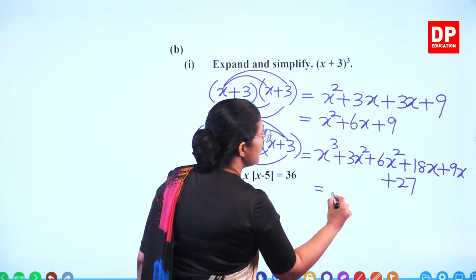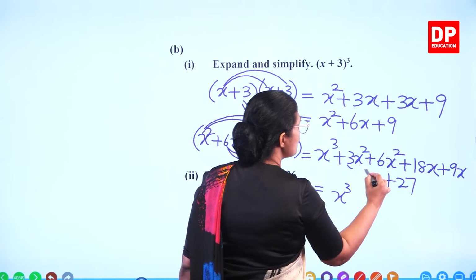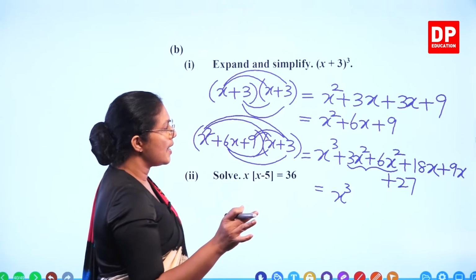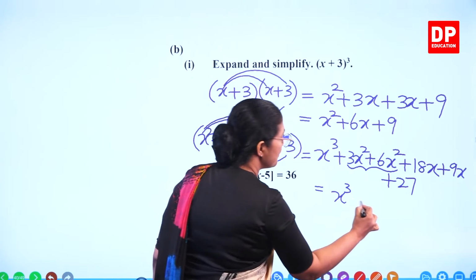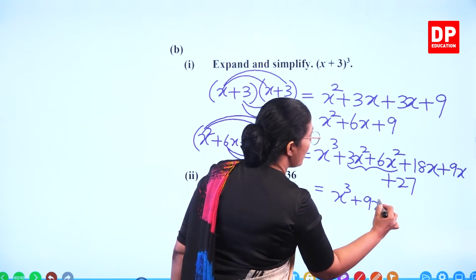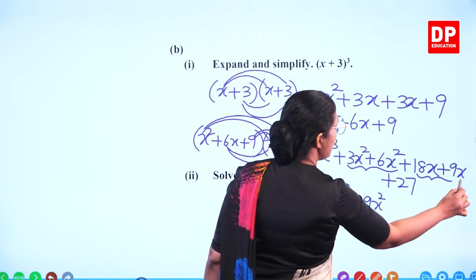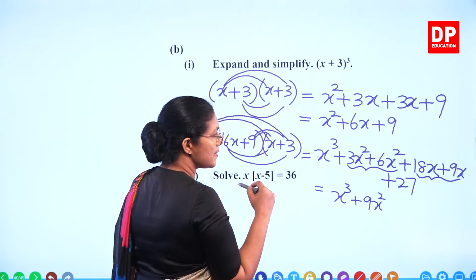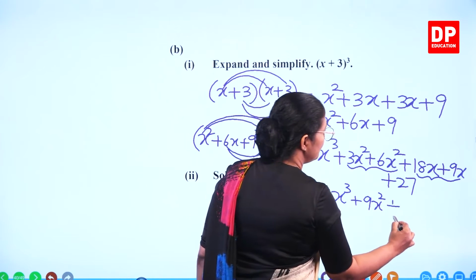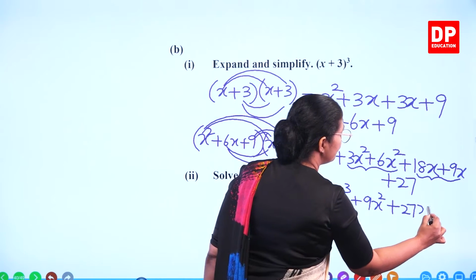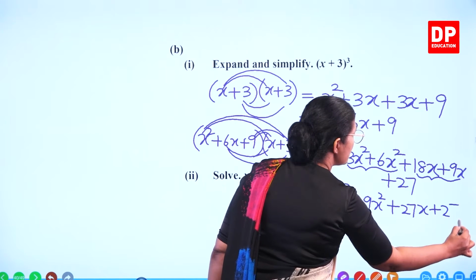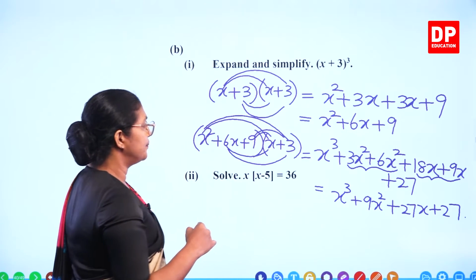What do you get? x cubed you are getting. These two are like terms. x squared terms are like terms. 3 plus 6, 9. 9x squared. These two are again like terms. 18 plus 9, 27. Plus 27 is the final answer.